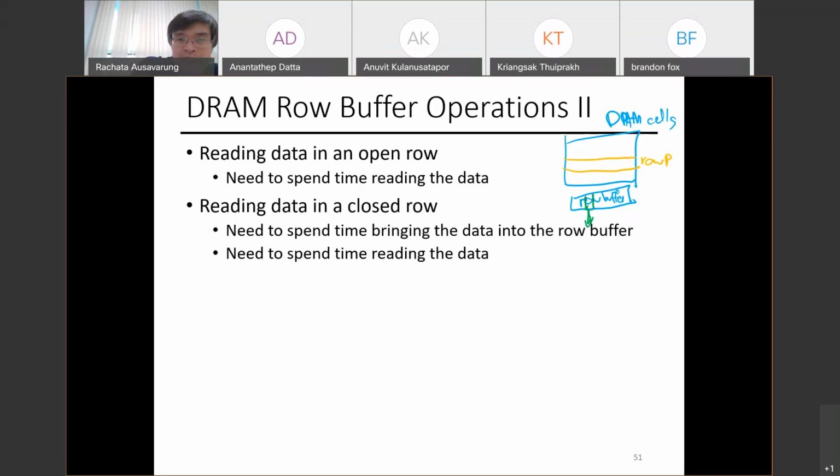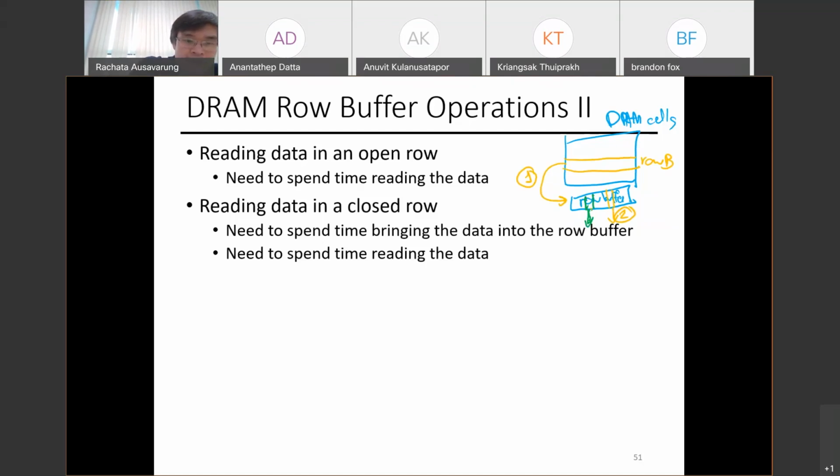Let's say it's row B. Move them to here. So that's the first step. Then you read the data, which is the second step. So with the green part, right? With the green part, oops, not green.